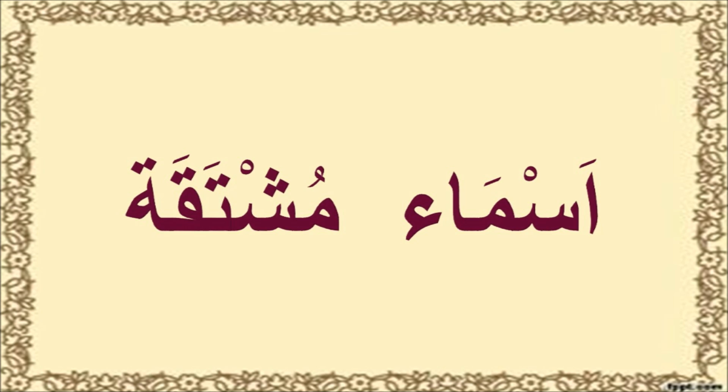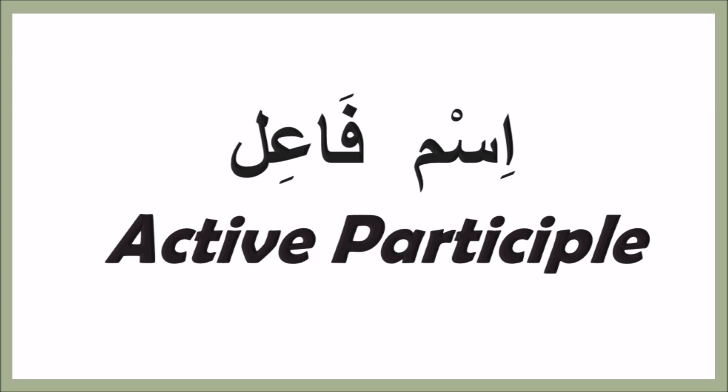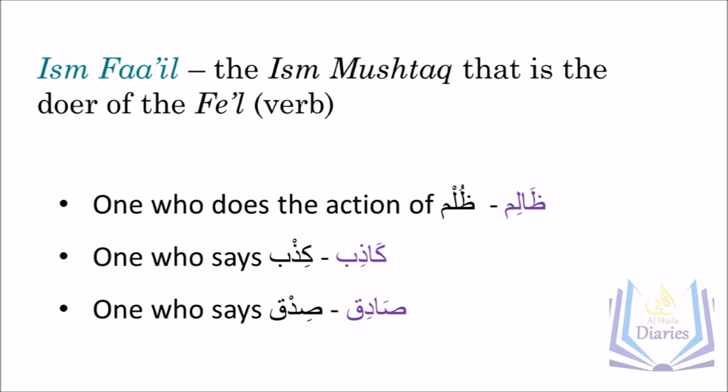Today the lesson that we'll be doing is Ism Faa'il. In the previous lesson we had an introduction to the different types of Ishtiqaq of Asma Mushtaqa, derived nouns. So the first type of Asma Mushtaqa that we'll be learning is Ism Faa'il, active participle. Ism Faa'il is the Ism Mushtaq that is the doer of the fi'l, the doer of the verb, that is doing an action.